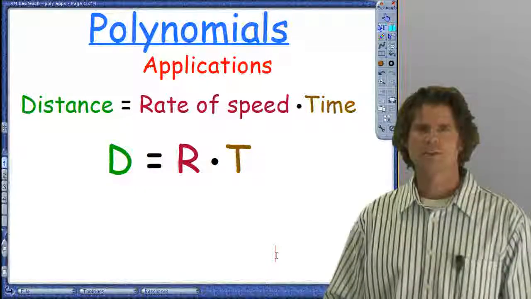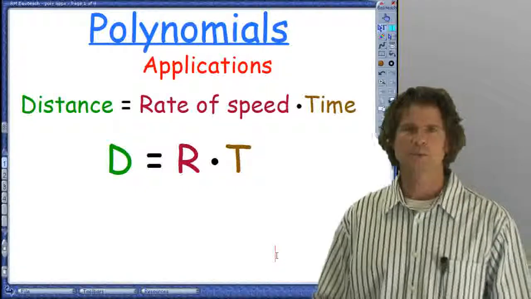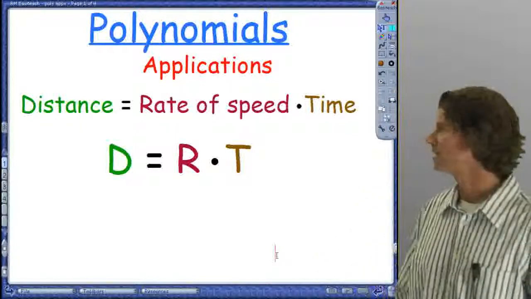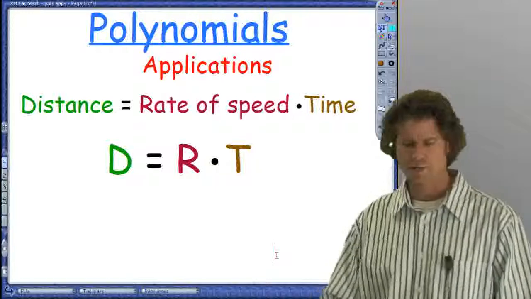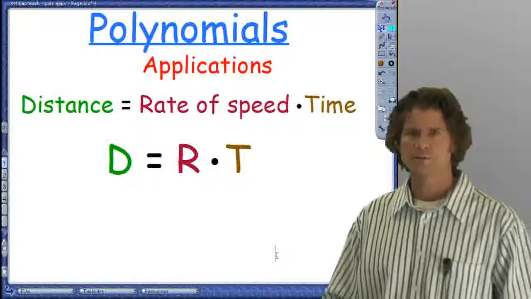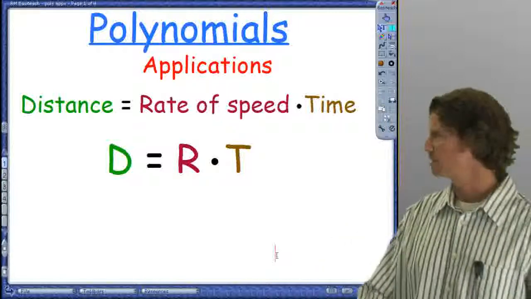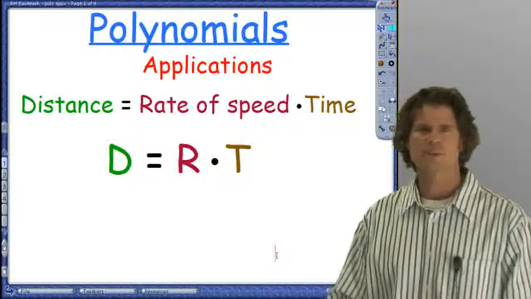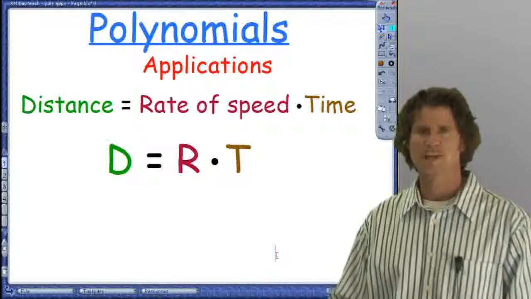Now that we've put a lot of time in on this polynomial stuff, let's take a look at a situation where we can apply it. And what I want to do is involve the distance formula with some problems. Distance equals rate of speed times time. And I want to bring you outside to a situation where distance, rate of speed, and time are pretty important.